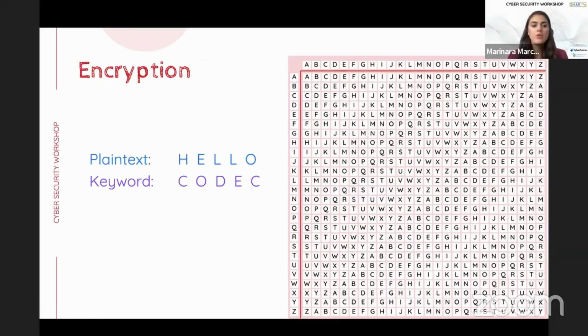Starting with H, remember that we need to find the plain text in the columns here. So we identify where H is, and then we go into the rows and find where C is. C is up here. So we have our plain text and keyword. Now the ciphertext that we are going to use is J. So I'm going to encrypt H as J.